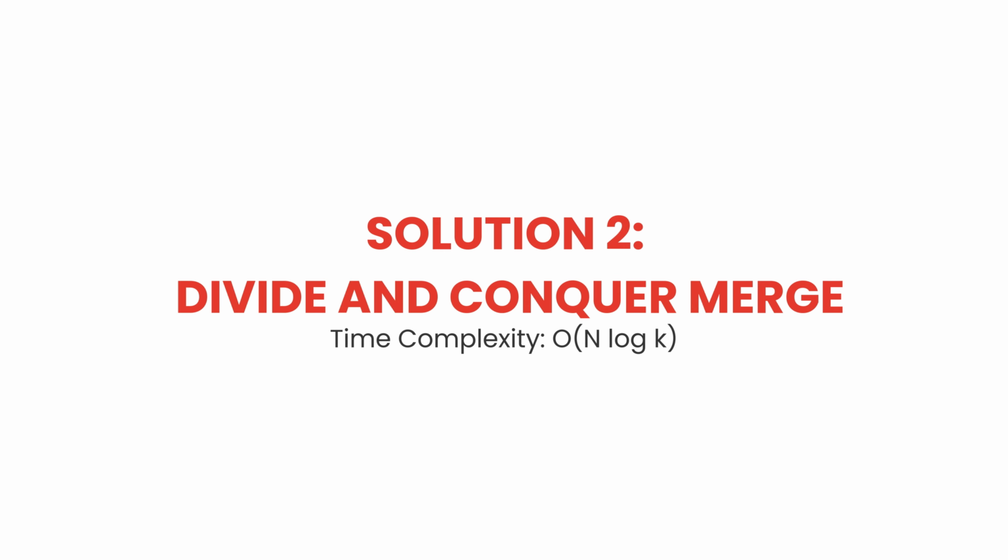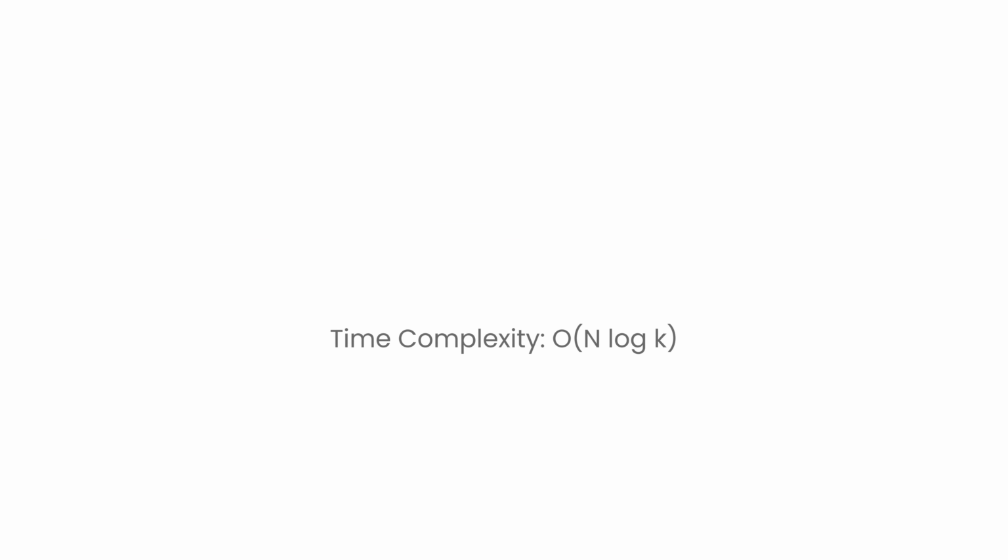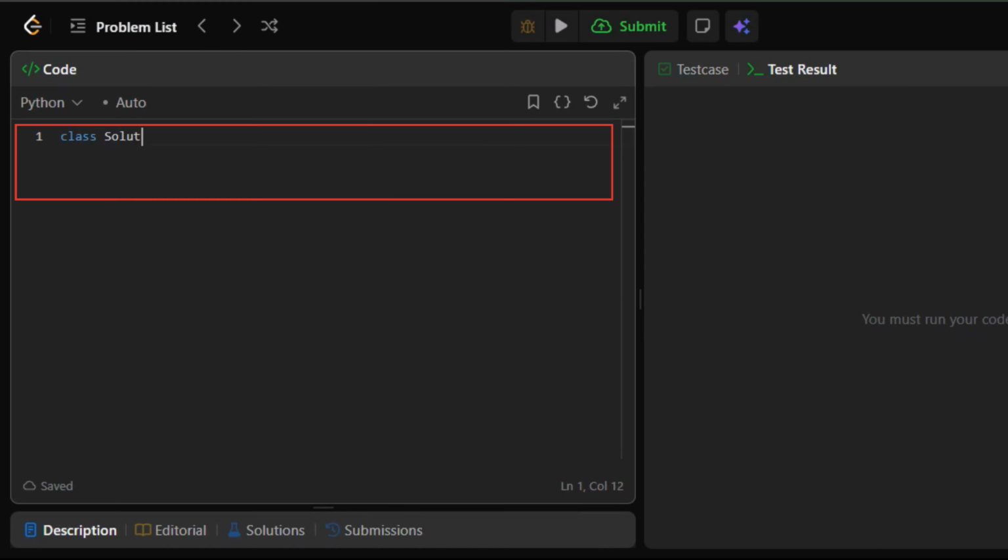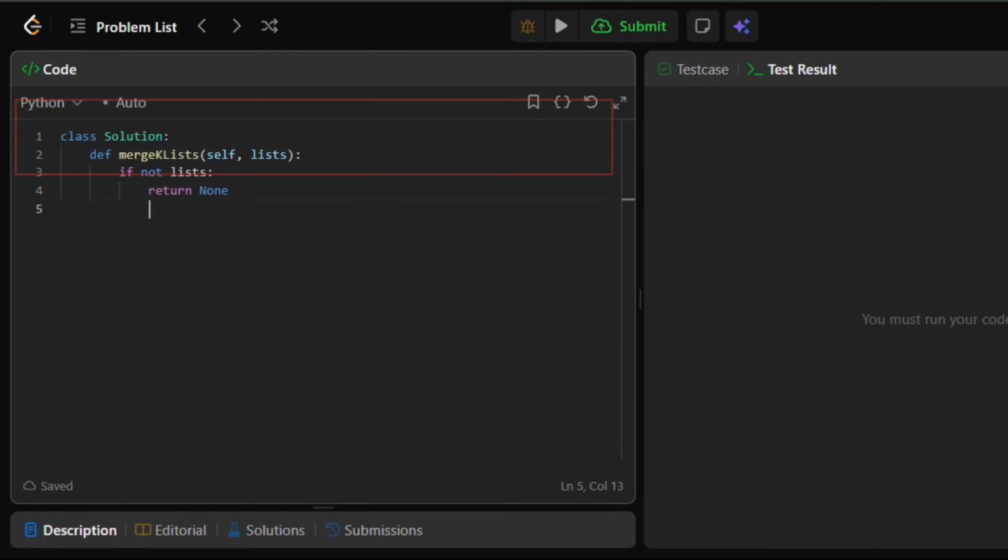Now let's implement the divide and conquer strategy, repeatedly merging pairs of lists to reduce the problem size and build the final sorted list. We're defining our solution class, which will hold the divide and conquer merging approach. This function receives a list of sorted linked lists and merges them into a single sorted list. We check if the input is empty. If there are no lists to merge, we simply return None.